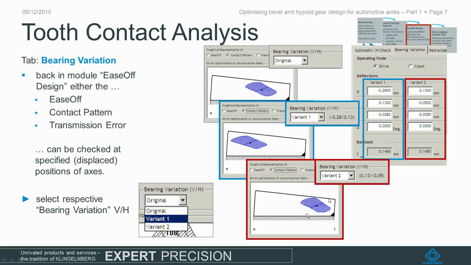And we have to find an ease-off that is, on the one side, robust against these deflections of the contact pattern, and on the other side we have to ensure that we have a low excitation behavior in general so that we have low noise.